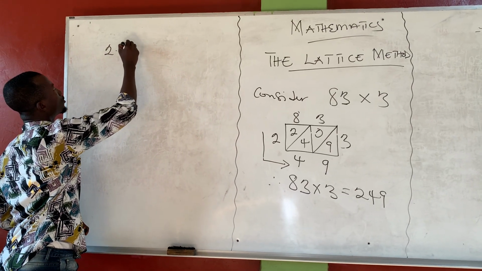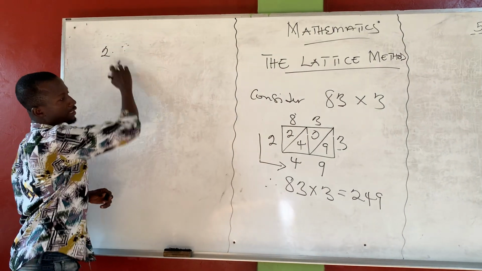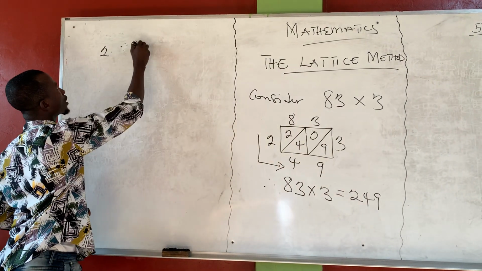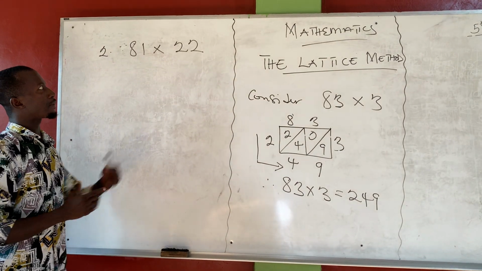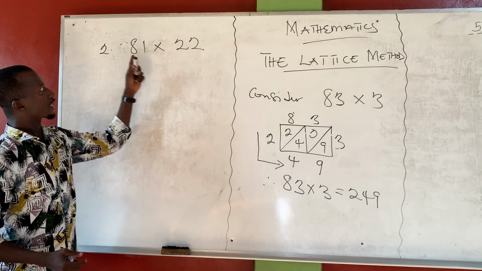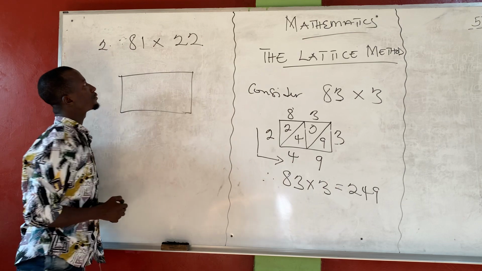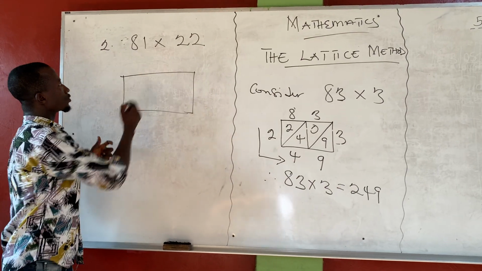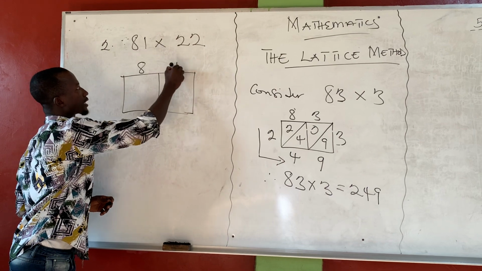Now I'm going to give you a double digit. So this is one digit. Let me choose another. This time around, 81 is going to multiply 22. 81 is multiplying 22. Let's see. You draw your rectangle. We are dealing with 2, so you divide it into 2. We write our 8. We write our 1.